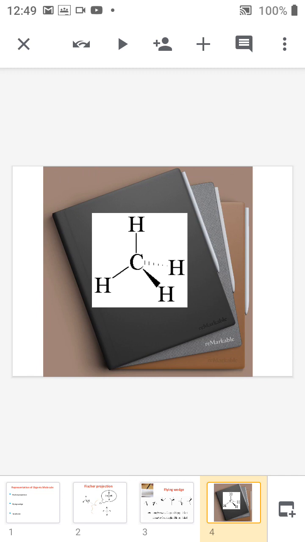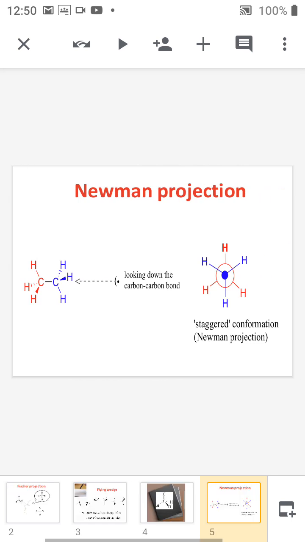the paper, and the solid line which is pointing to the hydrogen atom is upward from the plane of the paper, and the hydrogen which is represented by the dotted line exists in the back side of the plane of the paper. Next we are moving into another representation, that is the Newman projection.